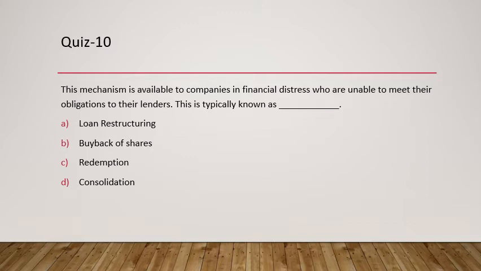The mechanism is available to the companies in financial distress who are unable to meet their obligation to the lender. So this particular mechanism is available in form of a corporate action event. This would be typically called as what? So as the details suggest, it's called as loan restructuring. So the answer is A.